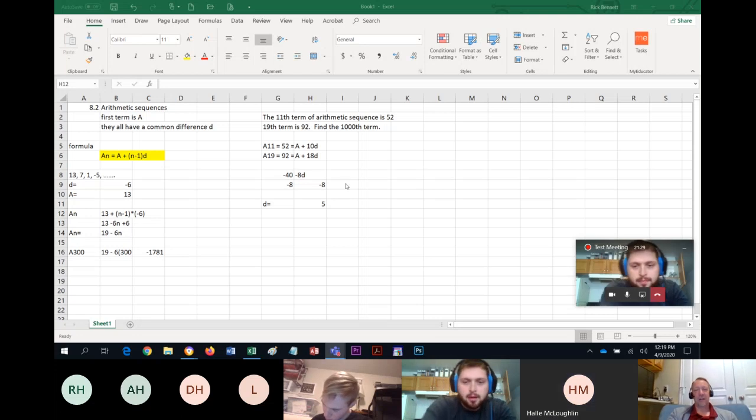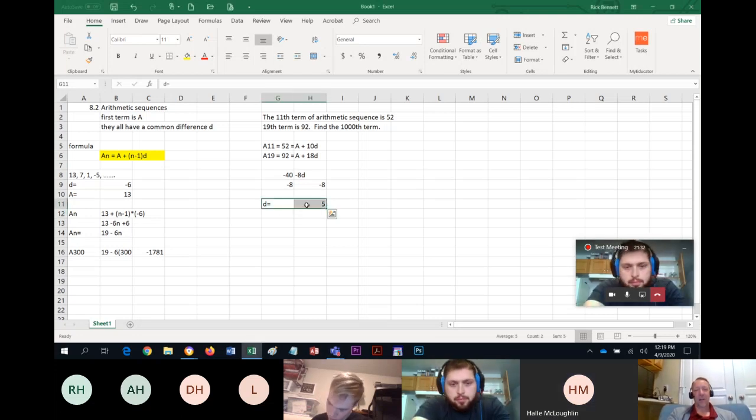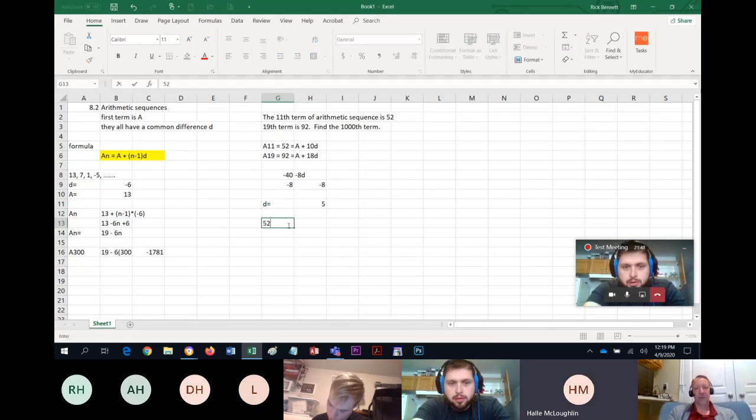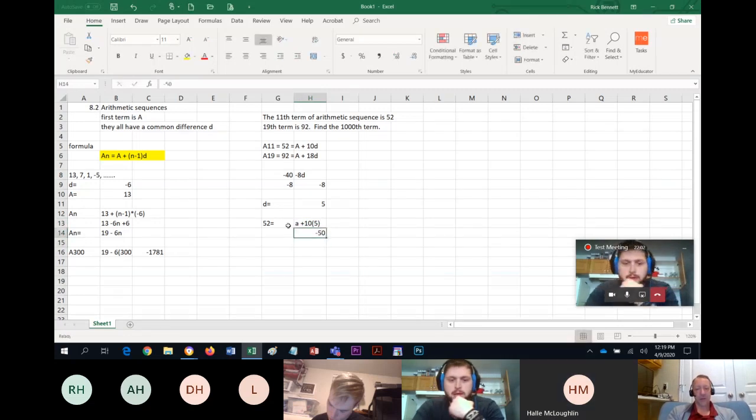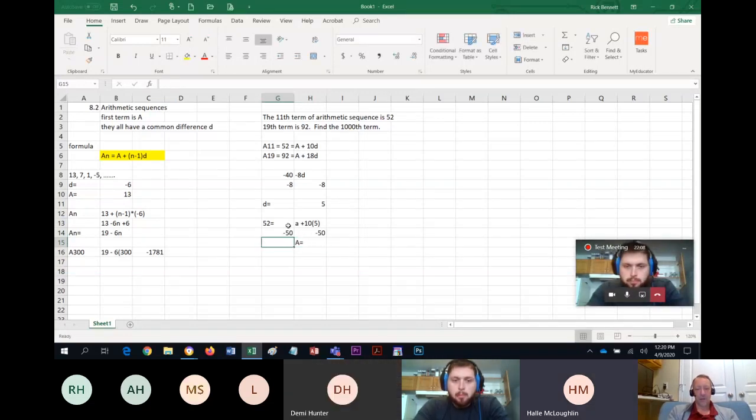Sorry. So I've got d equals 5 here. And I need to put it into one of those two equations to find a, right? So which one should I plug it into? Let's do the a sub 11. That'd be 52 equals a plus 10 times 5, which is 50. So then you can subtract 50 from both sides. a equals 2. So therefore, a equals 2.